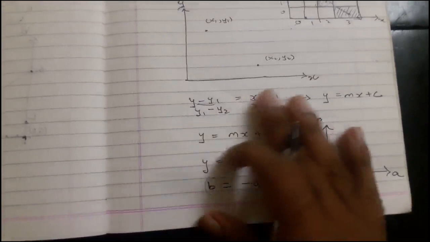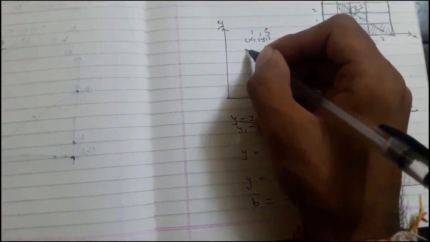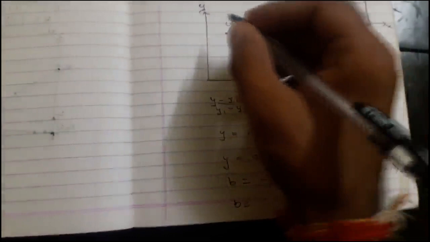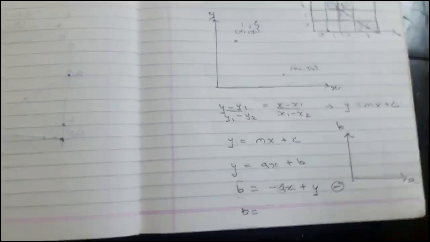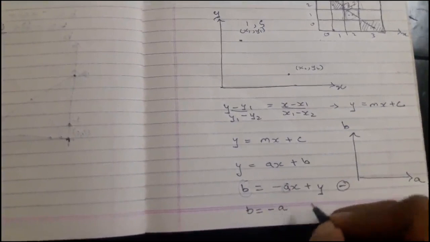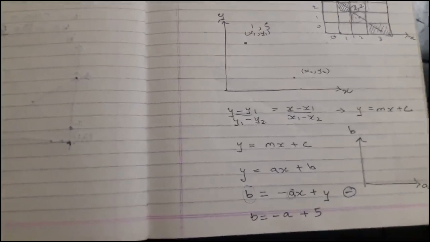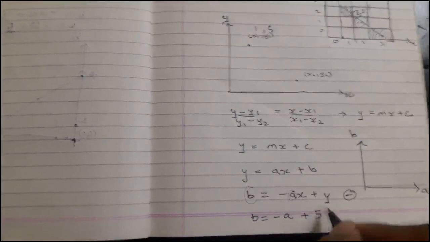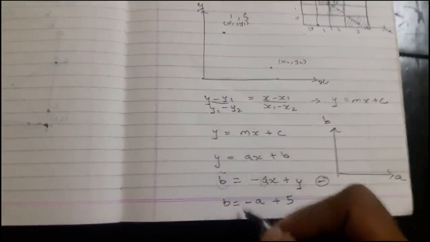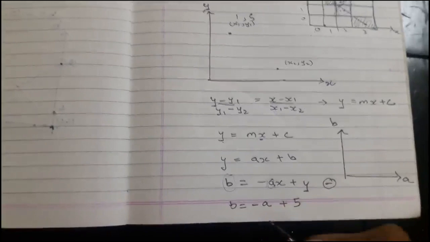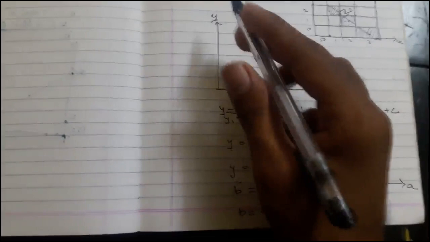When you put a point x1 comma y1, say this point is 1 comma 5, this point in the xy plane becomes a line in the AB plane. What happens in the AB plane is I put 1 here, the value of x1, and 5 here, so I get minus 1a plus 5. So here you can see b is equal to minus a plus 5. This is an equation in the AB plane, because it is of the type y is equal to mx plus c, where the variables are not x and y, but a and b. So a point in the xy plane becomes a line in the AB plane.